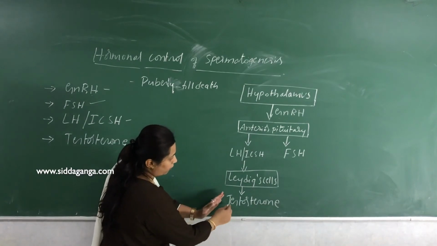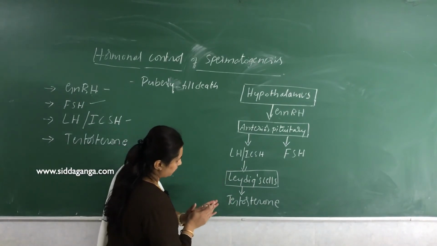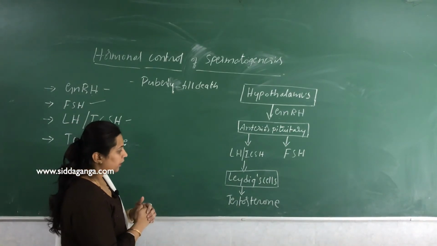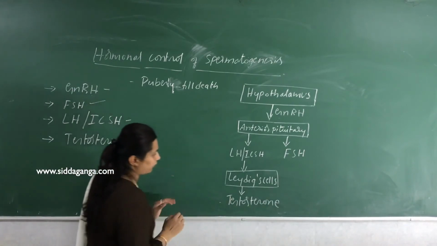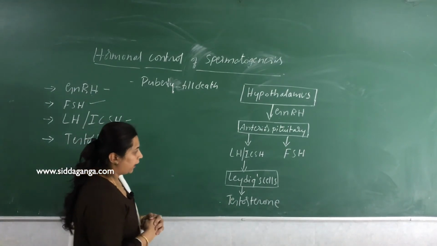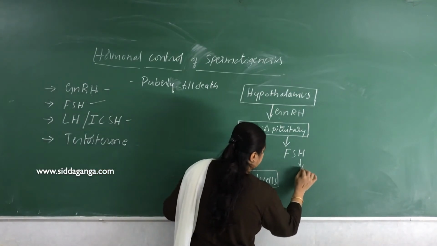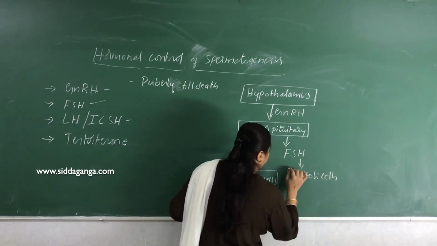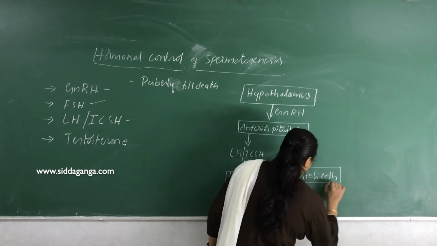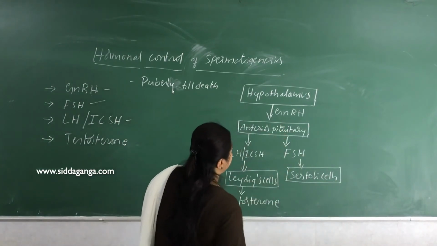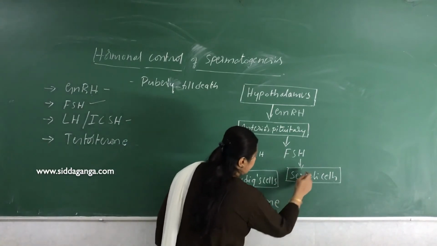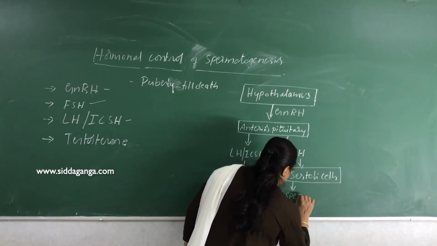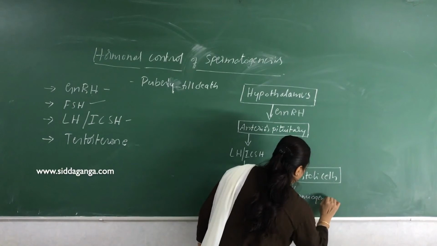The hormone which is produced in response to LH causes the development of secondary sexual characteristics in males, and it is also responsible for the production of the sperms. And for FSH, the target cells are mainly Sertoli cells. So the FSH released in response to GnRH will act on Sertoli cells and stimulate them to release certain factors that help in the spermiogenesis process.